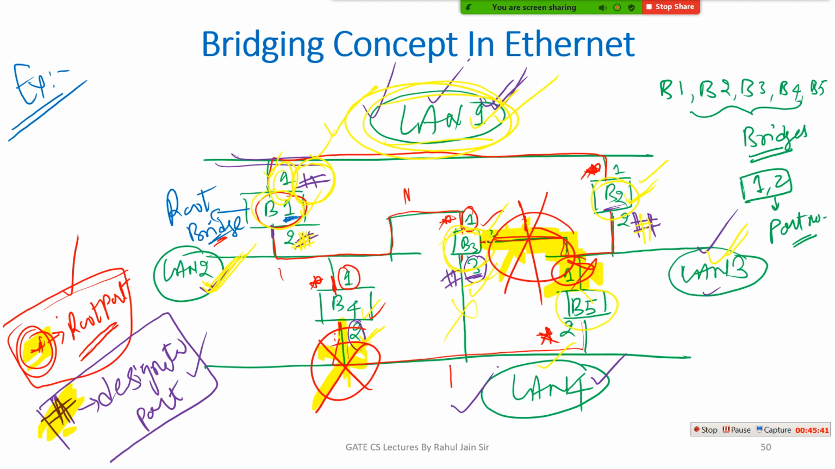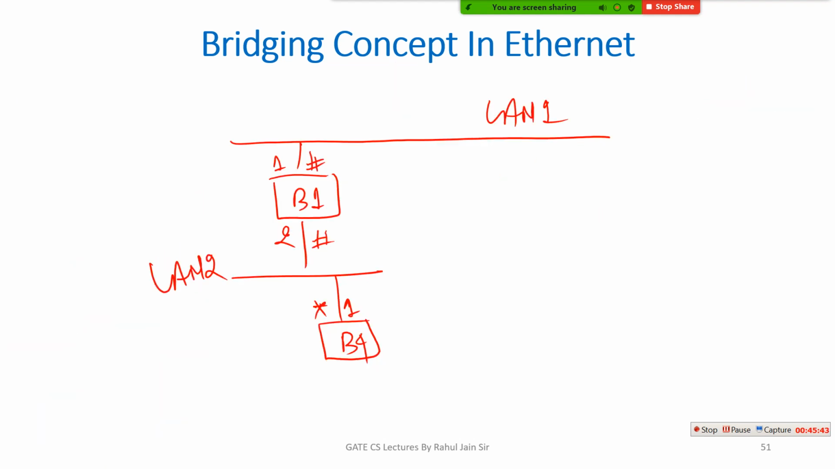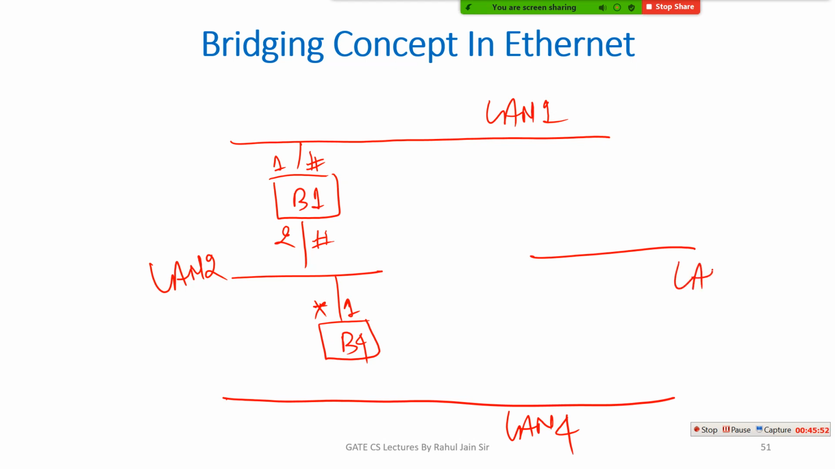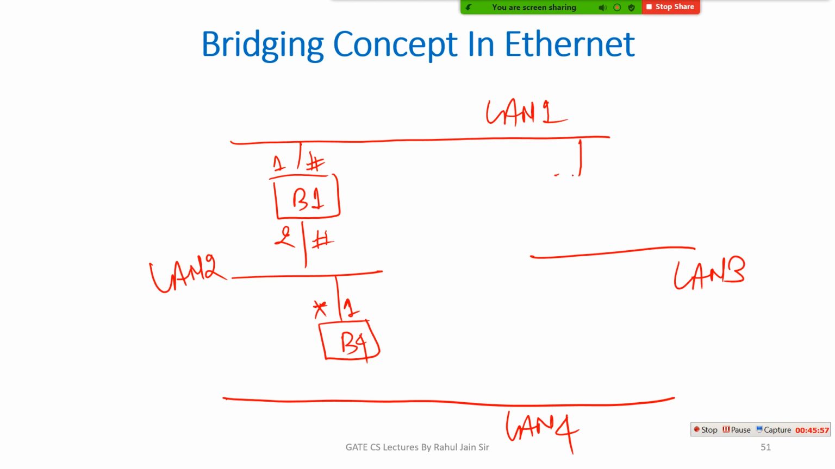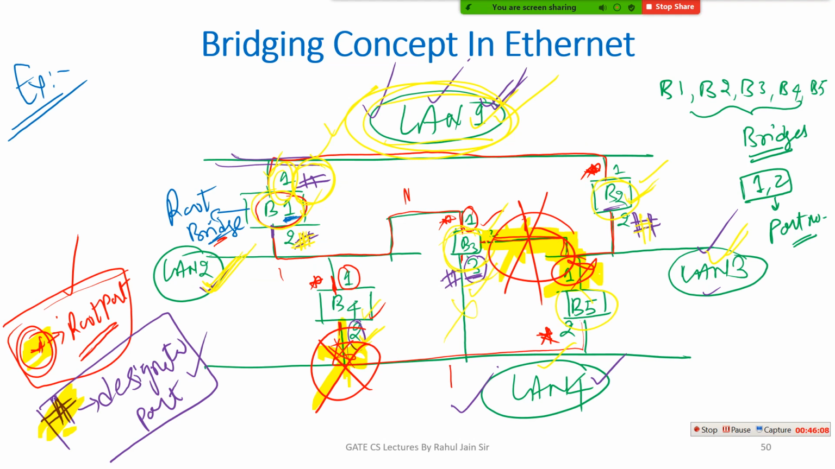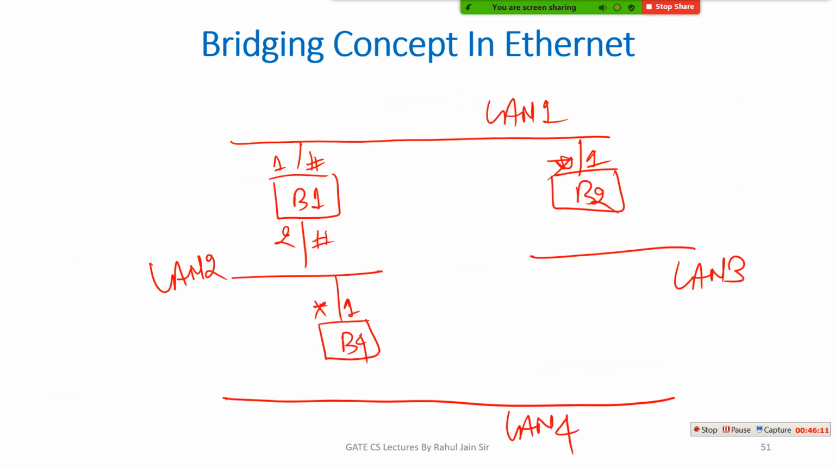I will not add this entry now because this is blocked. This is my lane 4, this is my lane 3. Lane 3 is not connected to B2 now, only lane 1 is connected to B2. Okay, and lane 3 is not connected to B3 as well. It is connected, lane 4 is connected to B3 now.